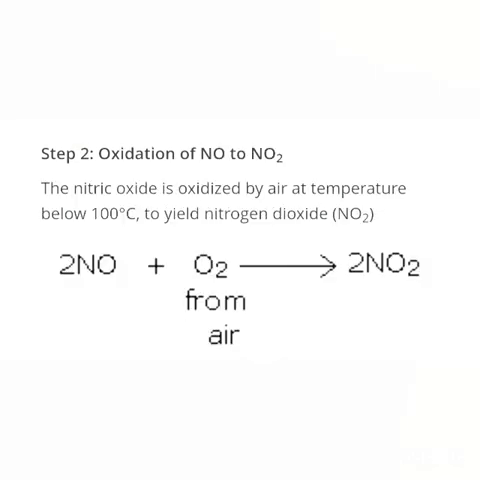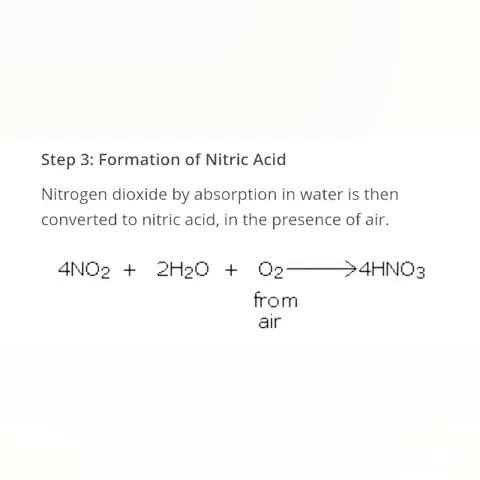Then step 2, oxidation of this nitric oxide to nitrogen dioxide, which is again done by air at the temperature below 100 degrees Celsius when nitrogen dioxide is formed. You can see the reaction. Then the third step, that is formation of nitric acid. Nitrogen dioxide by absorption in water is then converted to nitric acid again in presence of air. You can see the reaction between nitrogen dioxide, oxygen and water to form nitric acid.